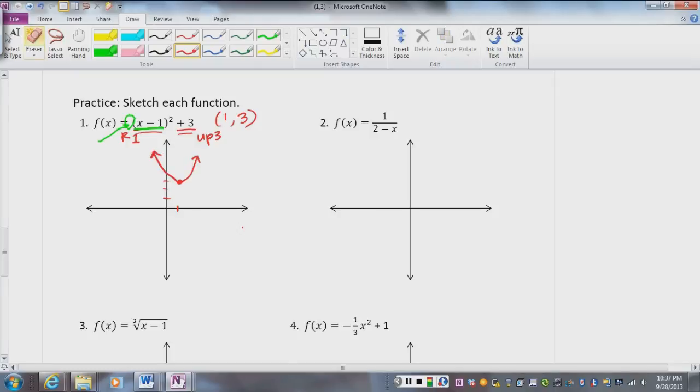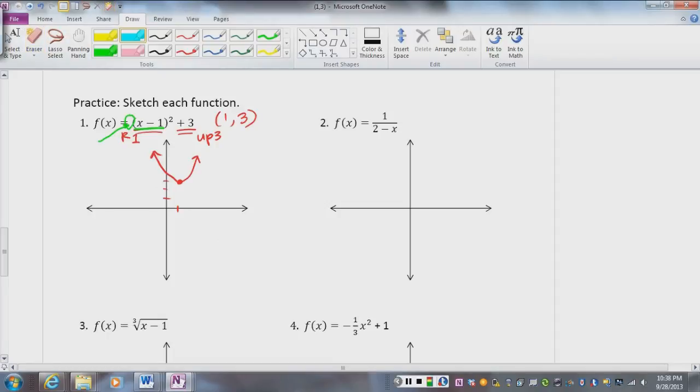Now, what I'm looking for at this stage is just a sketch. I'm not too worried about getting all those lattice points in place. Right now, I just want an idea of what this thing's going to look like. Let's go to the next one.